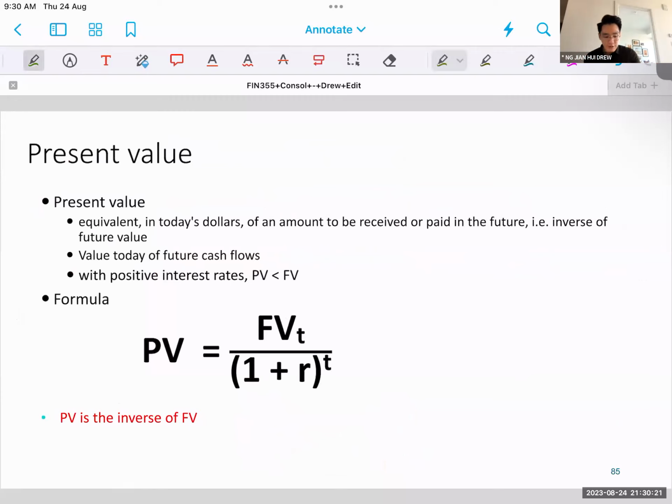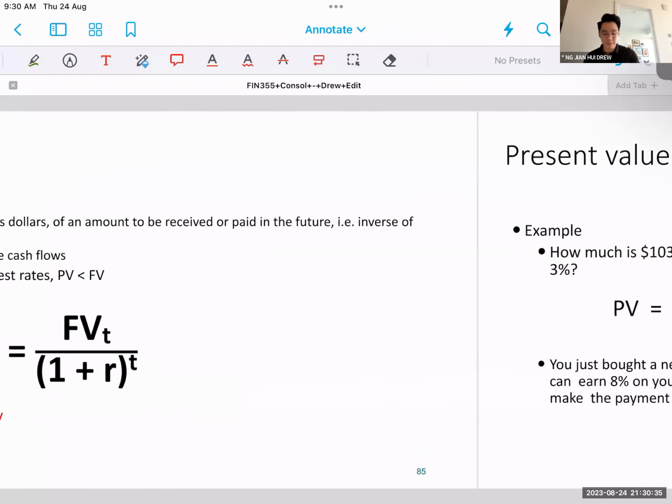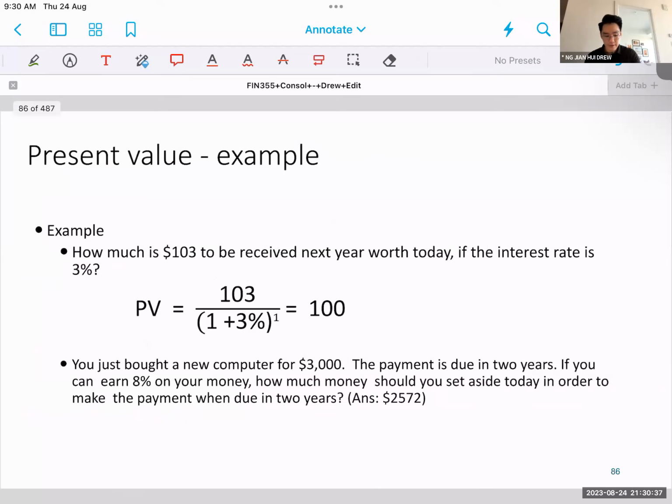So we have the present value. Basically, just inverse the formula. The idea of present value is more important because most of the time we want to calculate the value of, let's say, the company now. We're doing valuation. Remember, we're still doing valuation. Okay, we have this example here. How much would $103 received next year be worth today? This is quite easy. You just calculate present value.